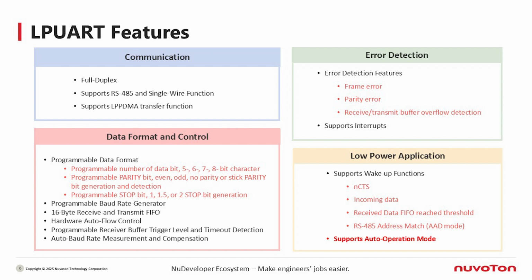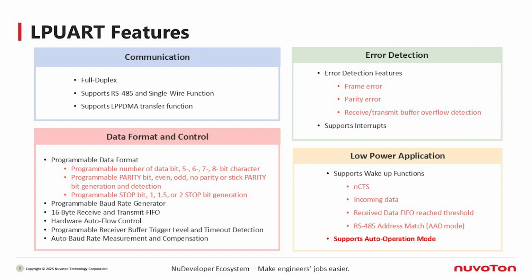In addition, it supports hardware auto flow control using the NCTS and NRTS pins. You can set the RX FIFO trigger level and use timeout detection, which is especially useful when receiving packets with variable lengths. It also has auto baud rate detection and compensation, making communication more convenient.